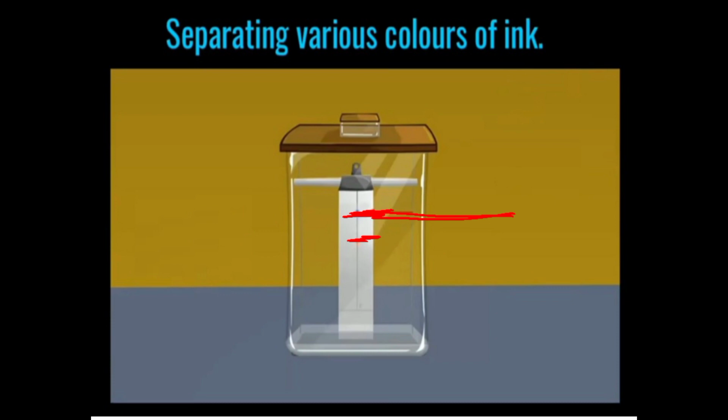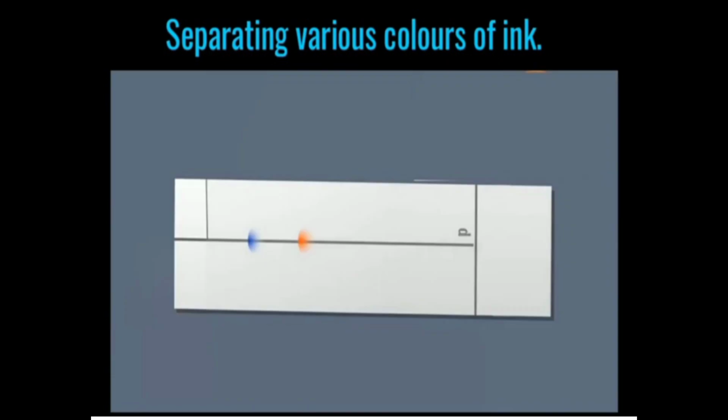So this way, by the process of chromatography, we can separate different colors of ink. As we can see, this is the light red color and this is the blue color, and the water level has risen till here, and here we got separate colors of ink.